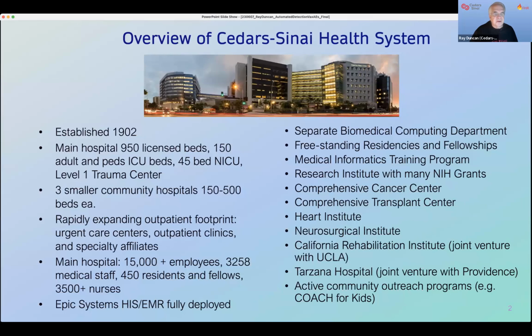And I have a marketing slide that marketing makes me put into every presentation. I won't spend any time on this, just to note that we're a health system in the Los Angeles area, mainly in the West Side. The other large health systems in our area are UCLA, Kaiser, Providence, and Ocean. We have one large hospital. Current census is about 1,000, and then several smaller community hospitals, a lot of outpatient sites.